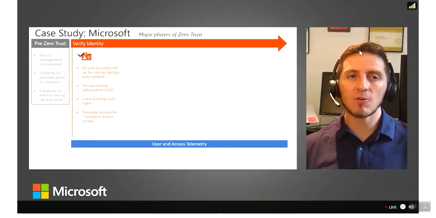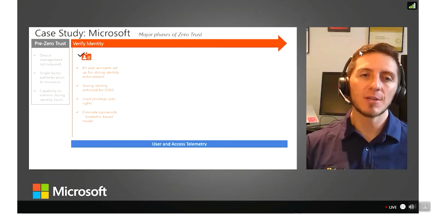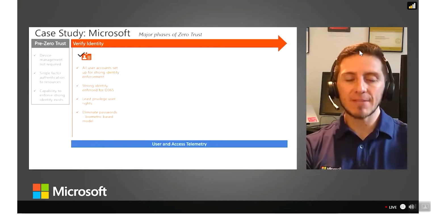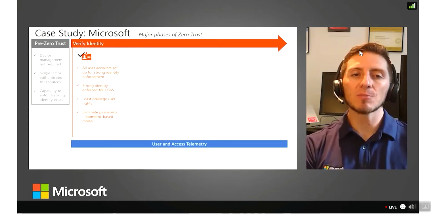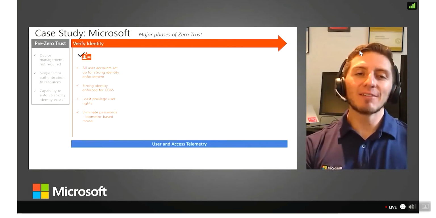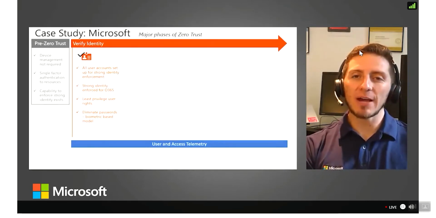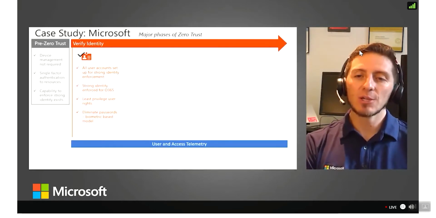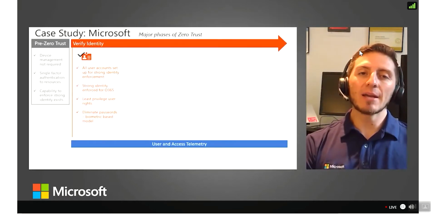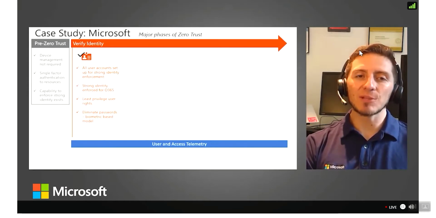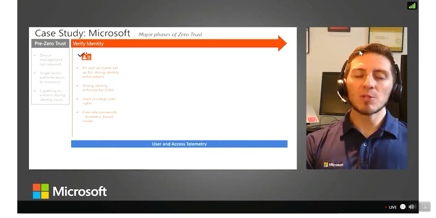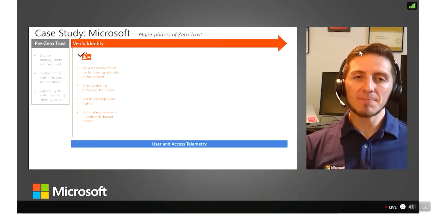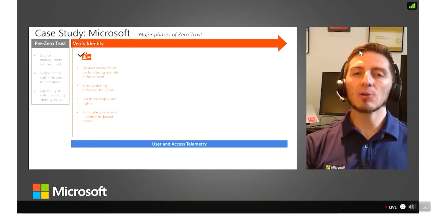So once we adopted zero trust, the first thing we started with was identities. With identities, here are the controls that we implemented. First, all users' accounts set up for strong identity enforcement, basically multi-factor authentication. Secondly, strong identity enforcement for Office 365. If you would like to access any Office 365 related resource, you will need to successfully provide multi-factor authentication. Third, least privileged user rights: try to segment those privileges and automate that process.